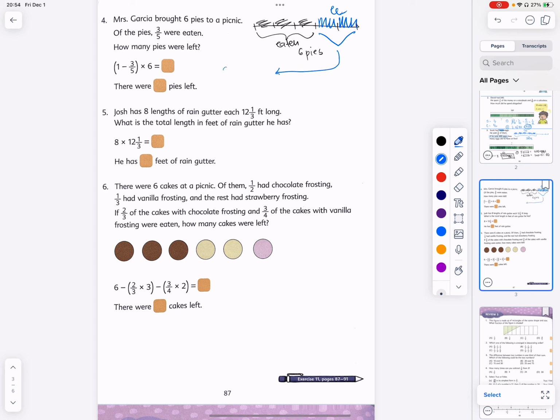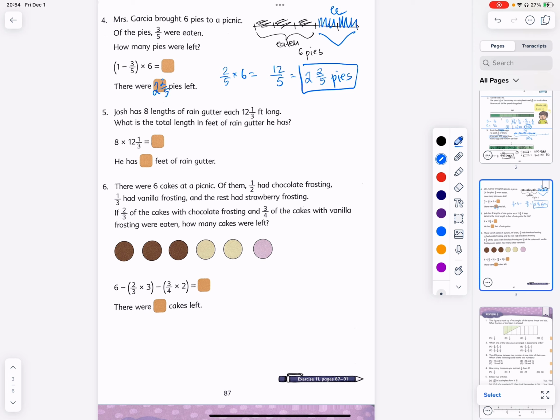Now, what is 2/5 of 6? Well, it's multiplying a fraction by a whole number. Not so difficult. We've practiced it all of last week. So it becomes 12/5. And we can simplify it into the mixed number 2 and 2/5 of pies, right? Plural. How many were left? 2 whole pies and 2/5 of a pie.